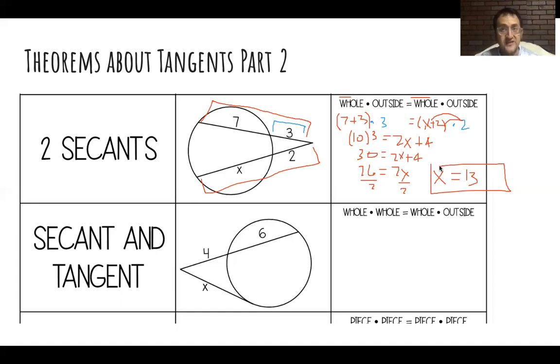All right, and then the last one here is the secant and tangent. So the left side is going to be your tangent part. And then the right side is going to be your secant part. So if I'm doing the whole times the whole, this would just be your x times your x. And then on the other side, I have whole times outside. So there's only one side that has the outside. So this outside is 4, and then the whole is going to be 4 plus 6. And then the outside is just going to be 4. So I'm going to get x squared equals 10 times 4.